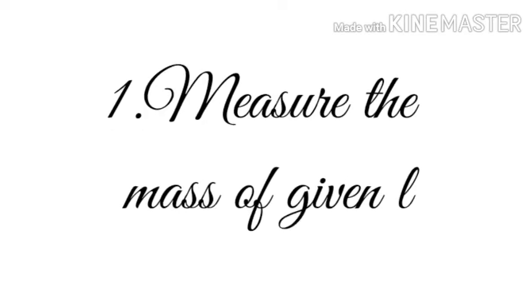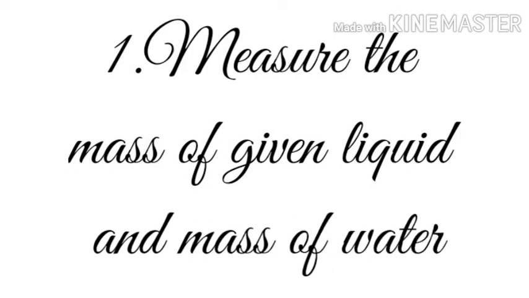Now, how to measure the density of a liquid by using a density bottle? So we will learn it. To determine the density of a liquid using the density bottle, we have to measure the mass of the liquid and the mass of water taken in it by using the common beam balance. The mass of water in the density bottle gives the volume of the liquid. We will see the example.